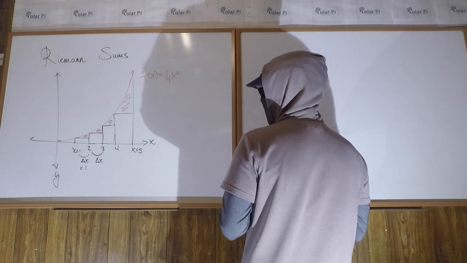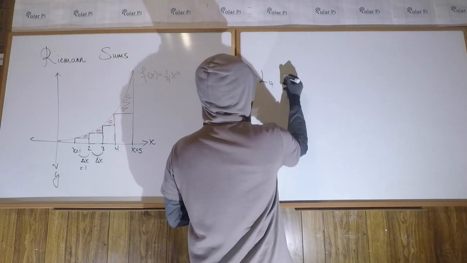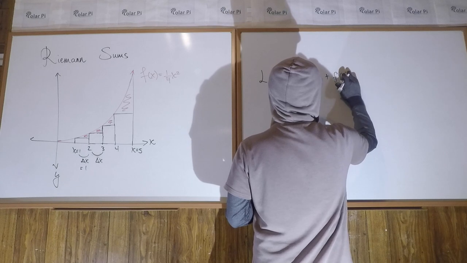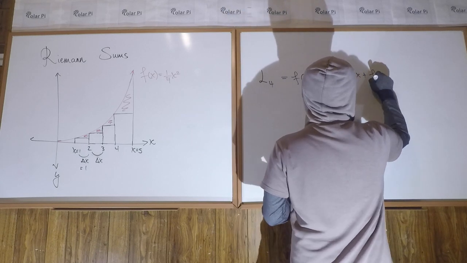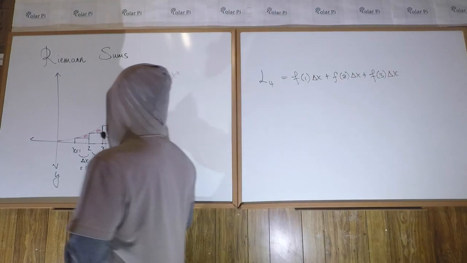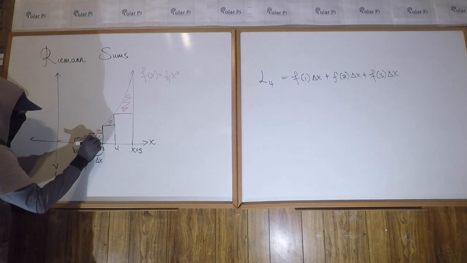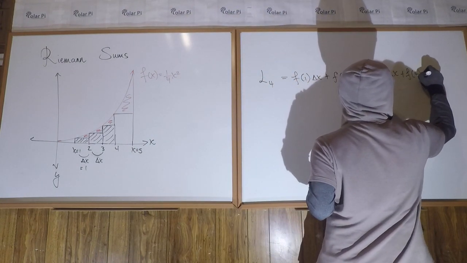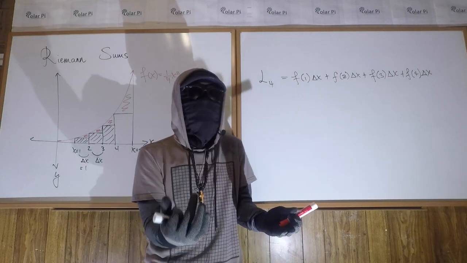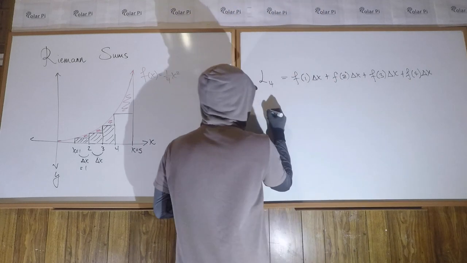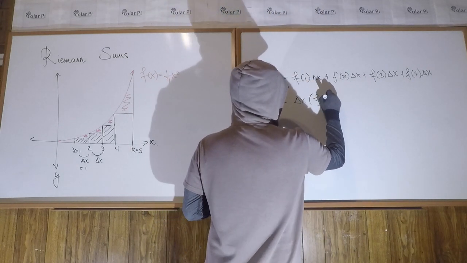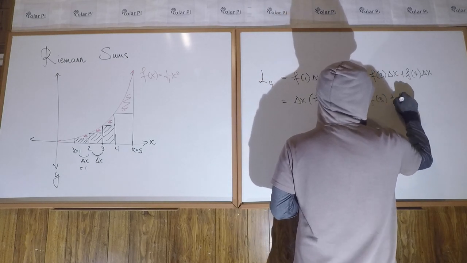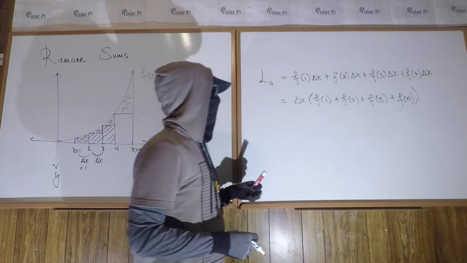Okay, so this is going to be what? It's going to be f of 1 times delta x plus f of 2 times delta x plus f of 3 times delta x. Now, so far I've done this, right? I need one more rectangle, and that's f of 4 times delta x. Obviously, the convenience we created in making all the delta x's the same is that I can factor out a delta x. So I've got delta x times f of 1 plus f of 2 plus f of 3 plus f of 4, right? Okay, cool. So that's about it.